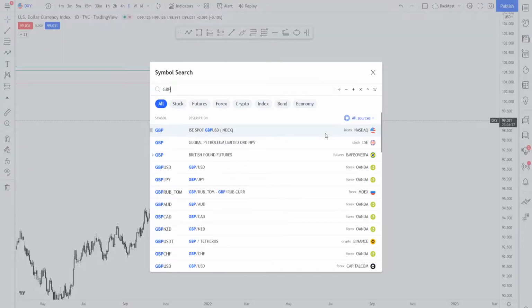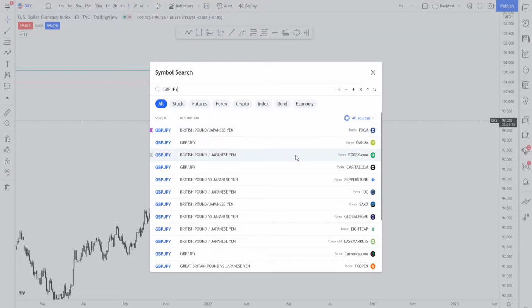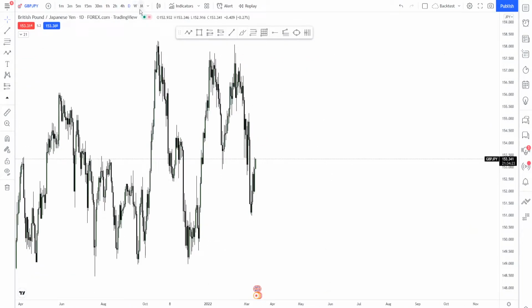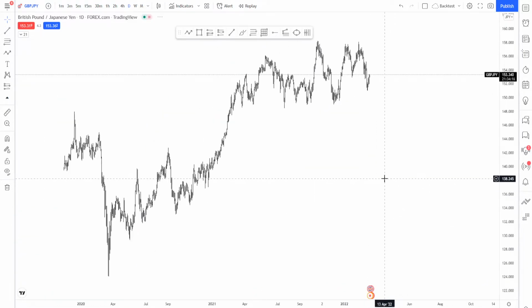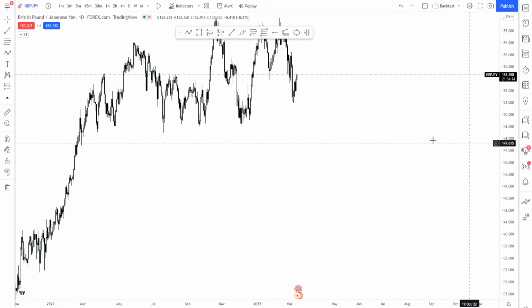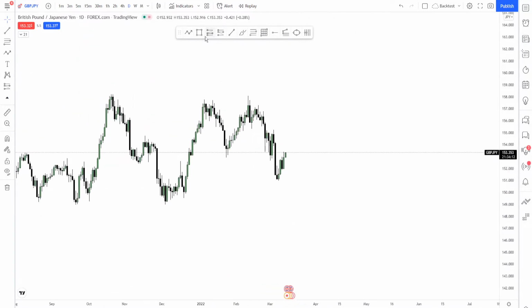Okay, now let's have a look at GBPJPY. So GBPJPY on the daily. Current price has come into this imbalance right here. So this whole area, price has come into it. Price has come into this order block. We can also say it's coming to this daily order block.